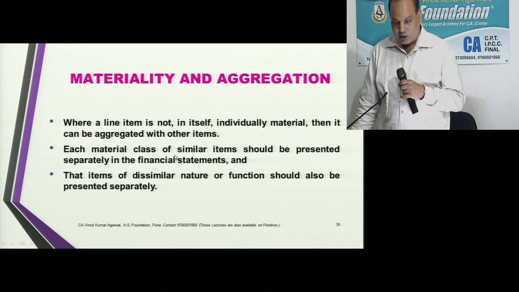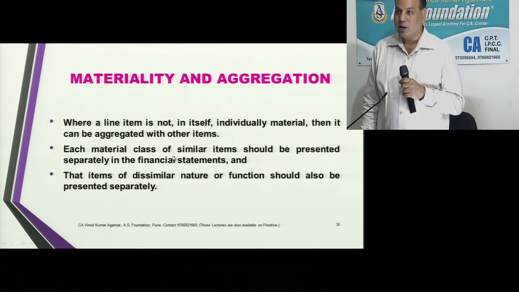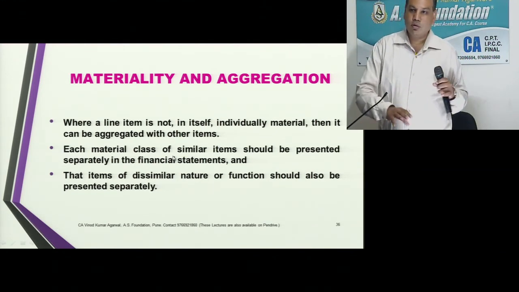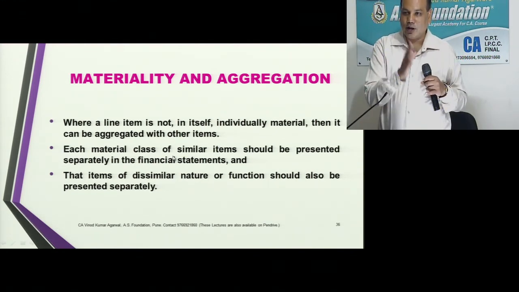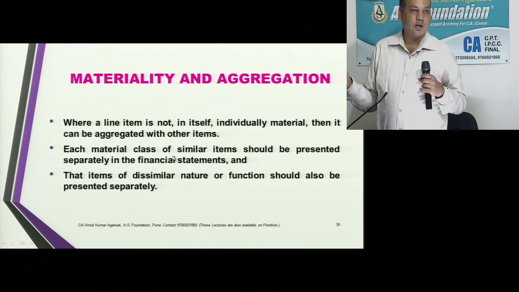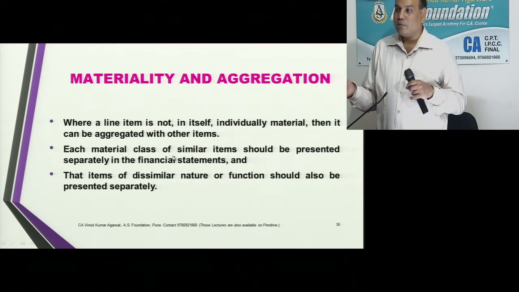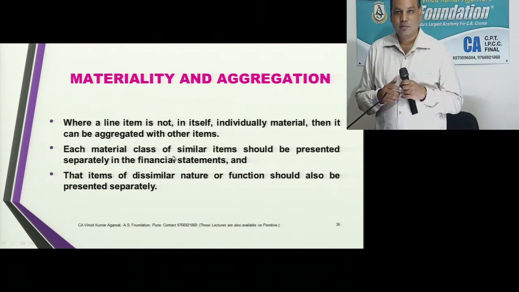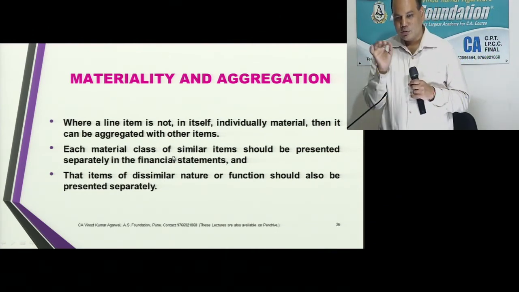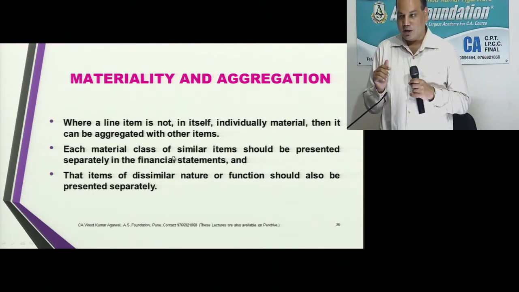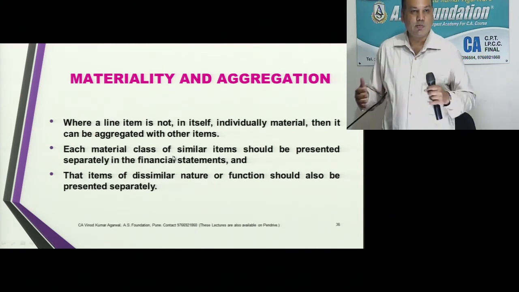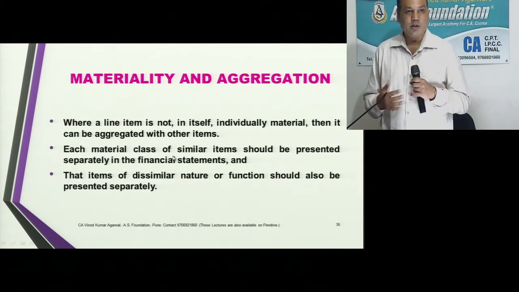So while doing aggregation, you have to keep materiality in mind. Both extremes should be avoided. One extreme is all items are added together, one item. Is it right? Other extreme, every item is shown separately. Too much of detailing is also not required. Say for example, in your P&L account is written to pen purchased, to notebook purchased, to eraser purchased, to stapler pin purchased, to box file purchased, to flat file purchased.